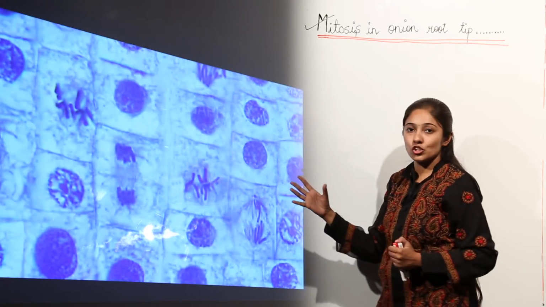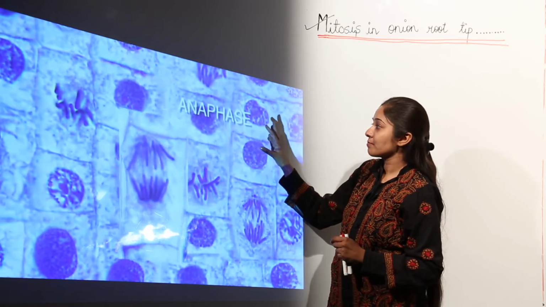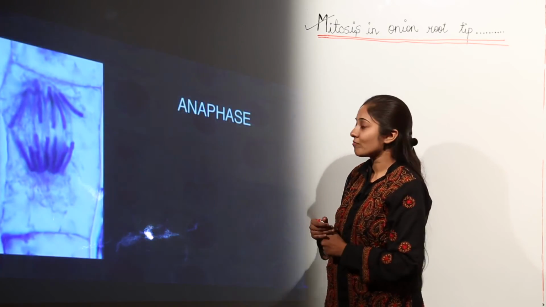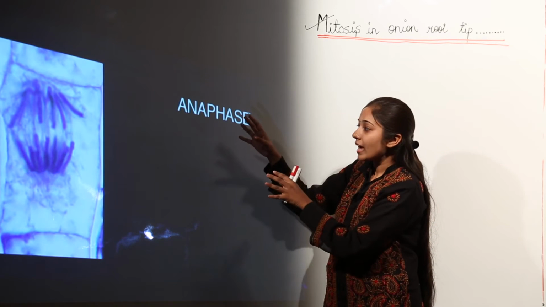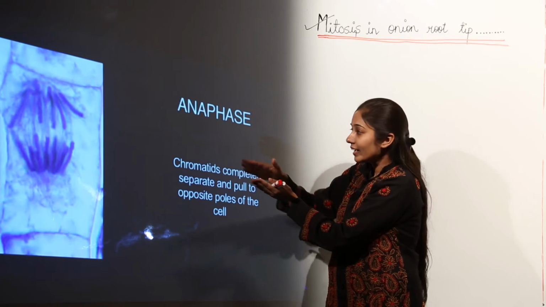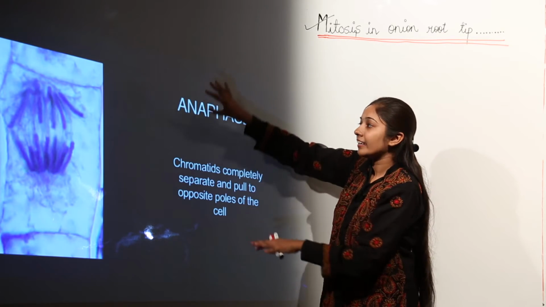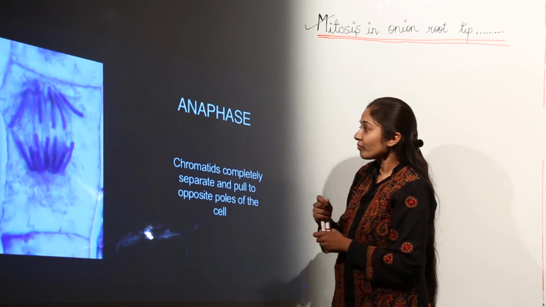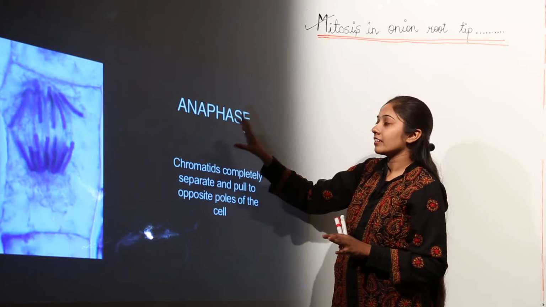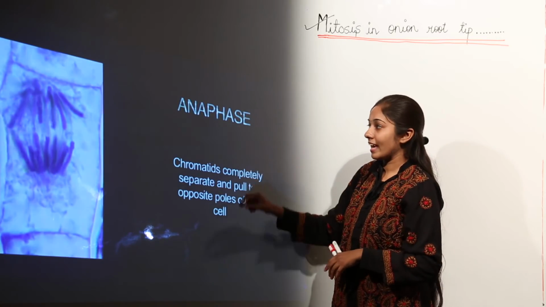The next stage of it is anaphase. This cell shows you the anaphase stage of mitosis. Now the chromatids have moved apart from each other. Now they are not at the equator, they are at the poles. They are separating and they have reached the poles. This is the anaphase stage of mitosis in which the chromatids are at the poles, at the ends of the cell.